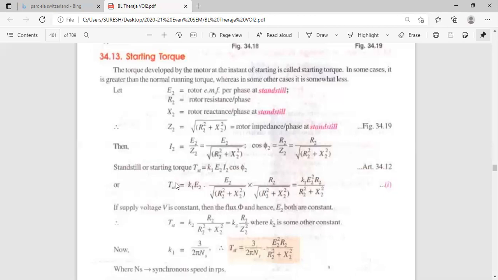Multiply all this: K1 E2 square R2 by Z2 square. Z2 is the square root of R2 square plus X2 square, so square and square root will cancel. You'll get R2 square plus X2 square in the denominator. This is the torque equation.